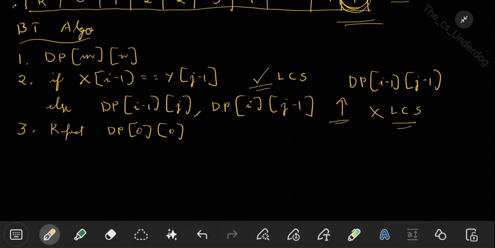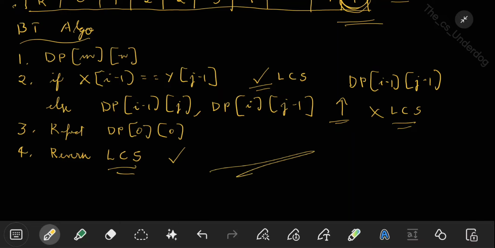No, wait, there is something more. The last step is, when you did this backtracking, you got the LCS string. But the problem is it is reversed because you started from the last and went to the top. Instead, what should you do now? You should reverse whatever you got as the LCS string. So you reverse the LCS string to find the actual LCS string.